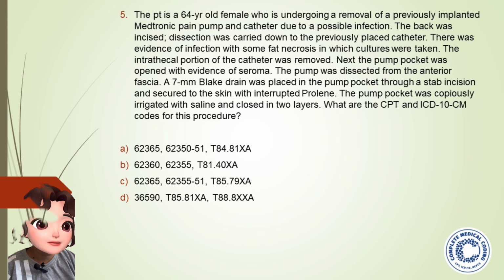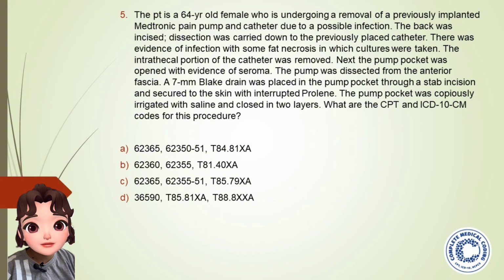The intrathecal portion of the catheter was removed. Next, the pump pocket was opened with evidence of seroma. The pump was dissected from the anterior fascia. A 7 mm blade drain was placed in the pump pocket through a stab incision and secured to the skin with interrupted Prolene. The pump pocket was copiously irrigated with saline and closed in 2 layers. What are the CPT and ICD-10-CM codes for this procedure?